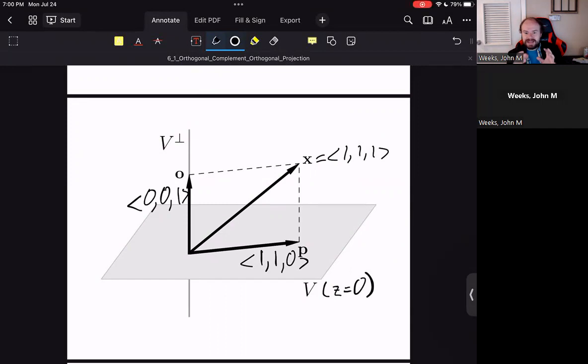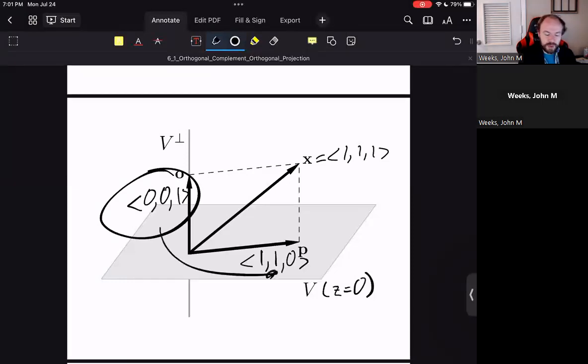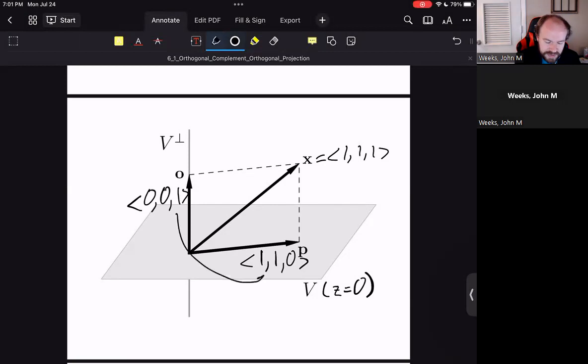And the first vector is inside of the vector space V, the z equals 0 plane, and the other one is completely orthogonal to anything inside of this vector space V. Notably, these two vectors are themselves orthogonal. So that's something that has to be true for starters. Now, it doesn't just have to be orthogonal to this vector. It has to be orthogonal to everything inside of V.